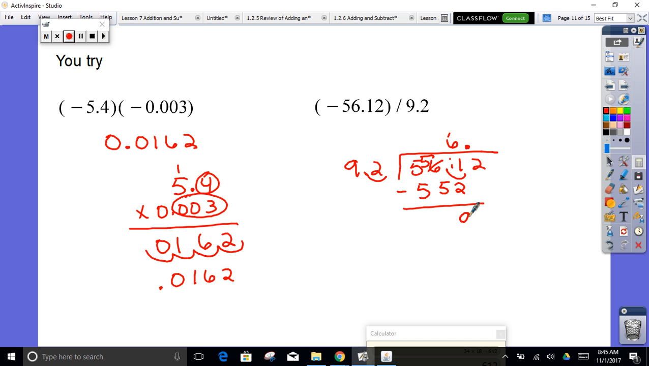7 minus 2 is 9. And then when we bring down the 2, 92 goes into 92 once, not 0 times. Maybe that's what's reading. And then we have to remember to make that negative.